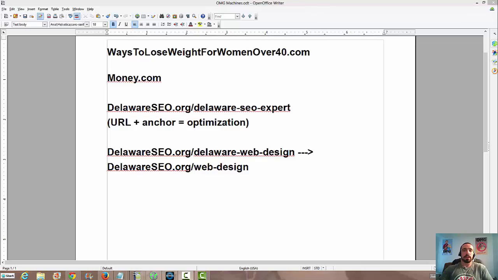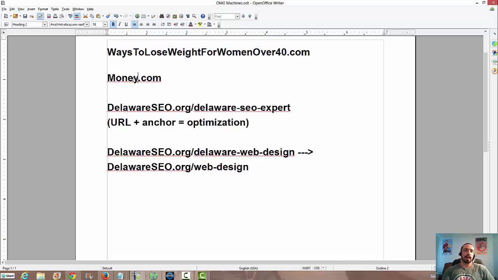Okay, now here's something to consider: the length of the domain name and the amount of searches the keyword gets makes a difference to how much anchor text you can use with that keyword. So it makes a difference to how much optimization you can get away with. Let me give you an example here. If you had an EMD, ways to lose weight for women over 40.com, how many words is that? 1, 2, 3, 4, 5, 6, 7, 8 words. Well, 7 words and one number.